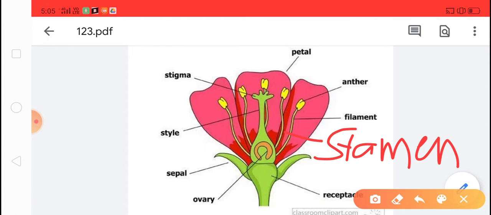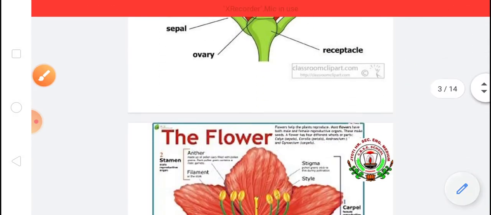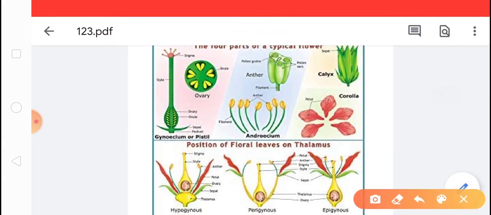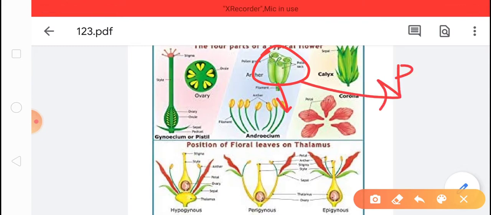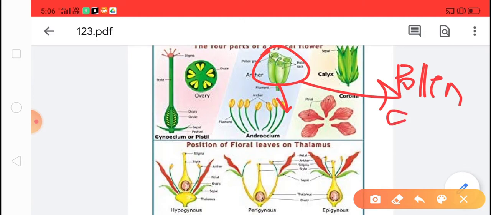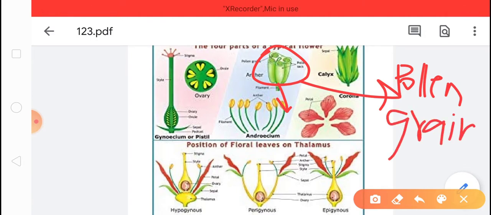The stalk of the stamen is called the filament, and on the tip of the stamen there is an anther. Inside the anther, small pollen grains are present. You can see inside the anther pollen grains are present, and these pollen grains play a very important role in producing the new plant. We shall learn about pollen grains in detail in higher classes.